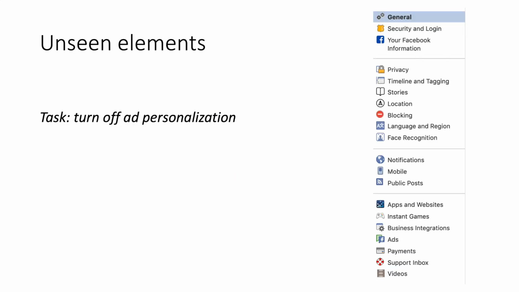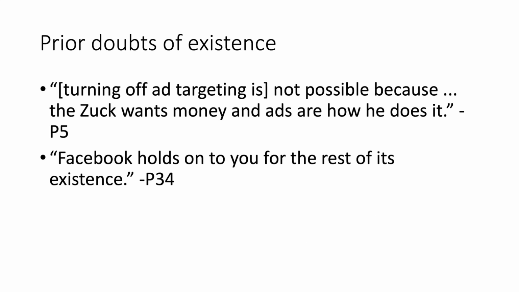Participants often missed interface elements. As a demonstration, the list on the right is Facebook's organization of its general settings. Many participants missed the heading that said ads when trying to turn off ad personalization.